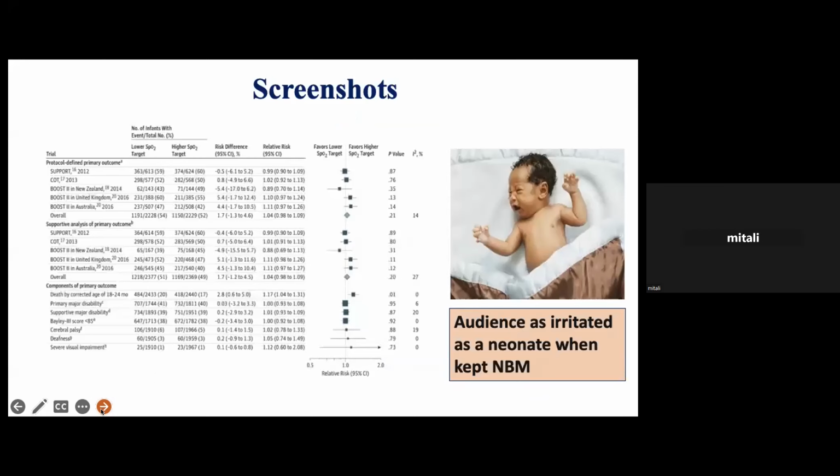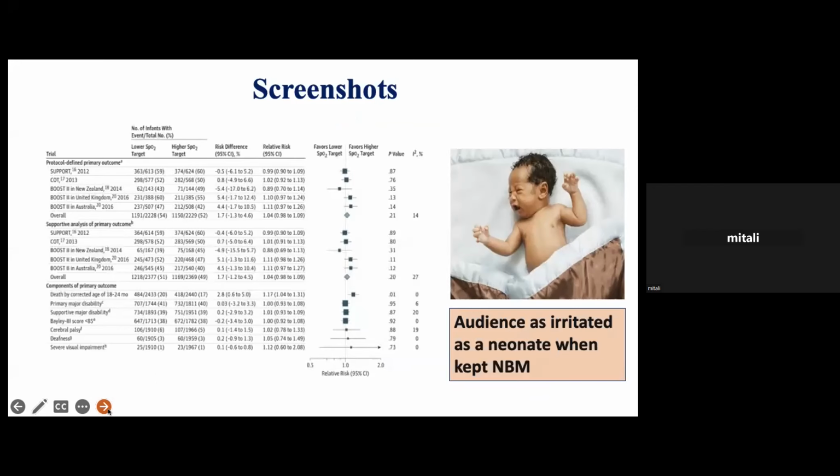Screenshots. Whenever screenshots are taken from research articles like this one has been, they should first be enhanced, made big, and only then pasted in the slide. Otherwise, they just become very cluttered and extremely difficult to read.